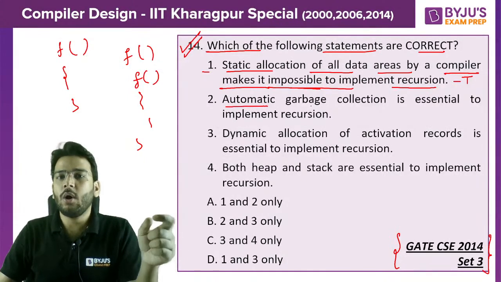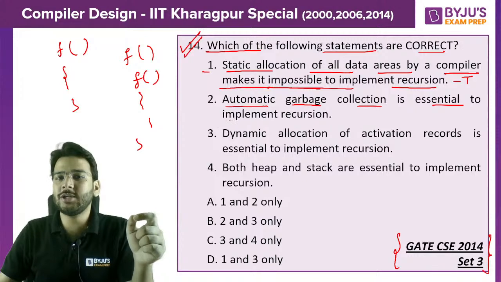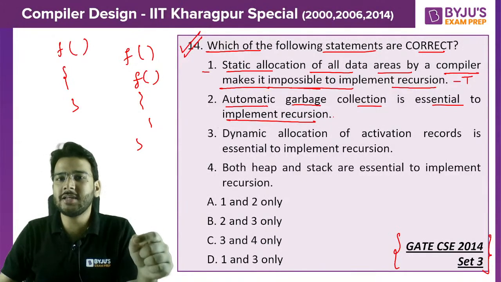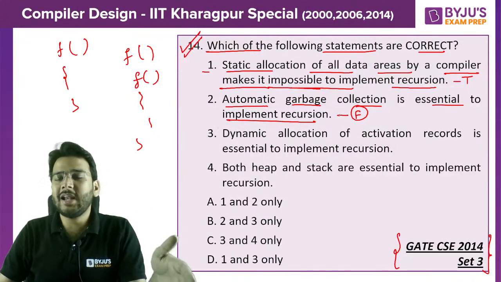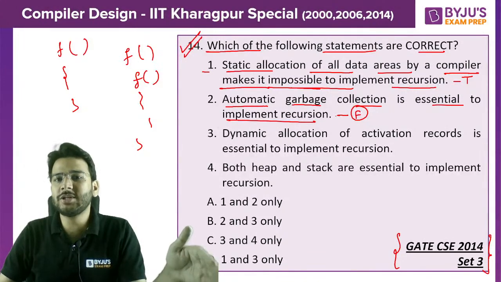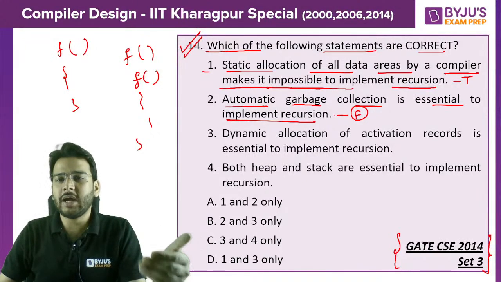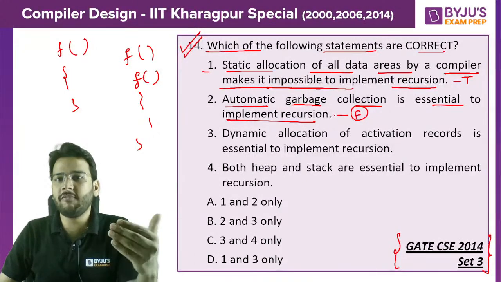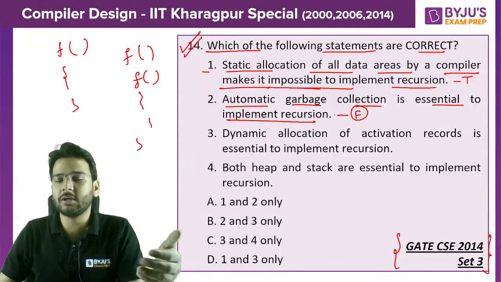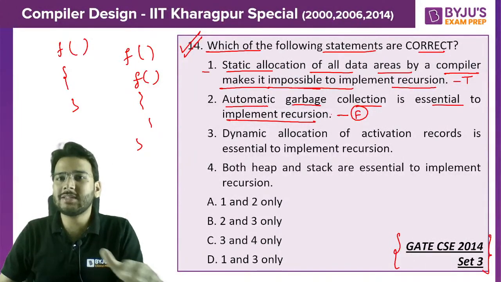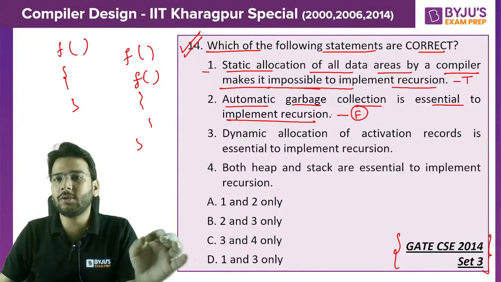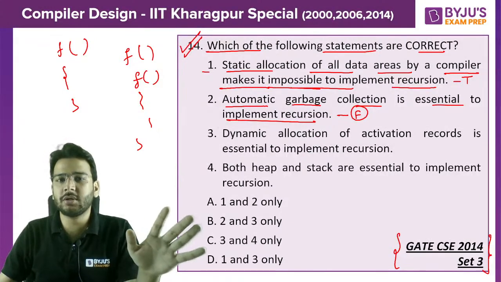Second statement, automatic garbage collection is essential to implement recursion. What do you say? Is this necessary? Is this essential? No, it is not. C language, C++, they don't implement automatic garbage collection. Still we can use recursion, right? We can implement recursion. That is possible. Only Java has automatic garbage collection, right? So that is not essential, not related to the implementation of recursion.